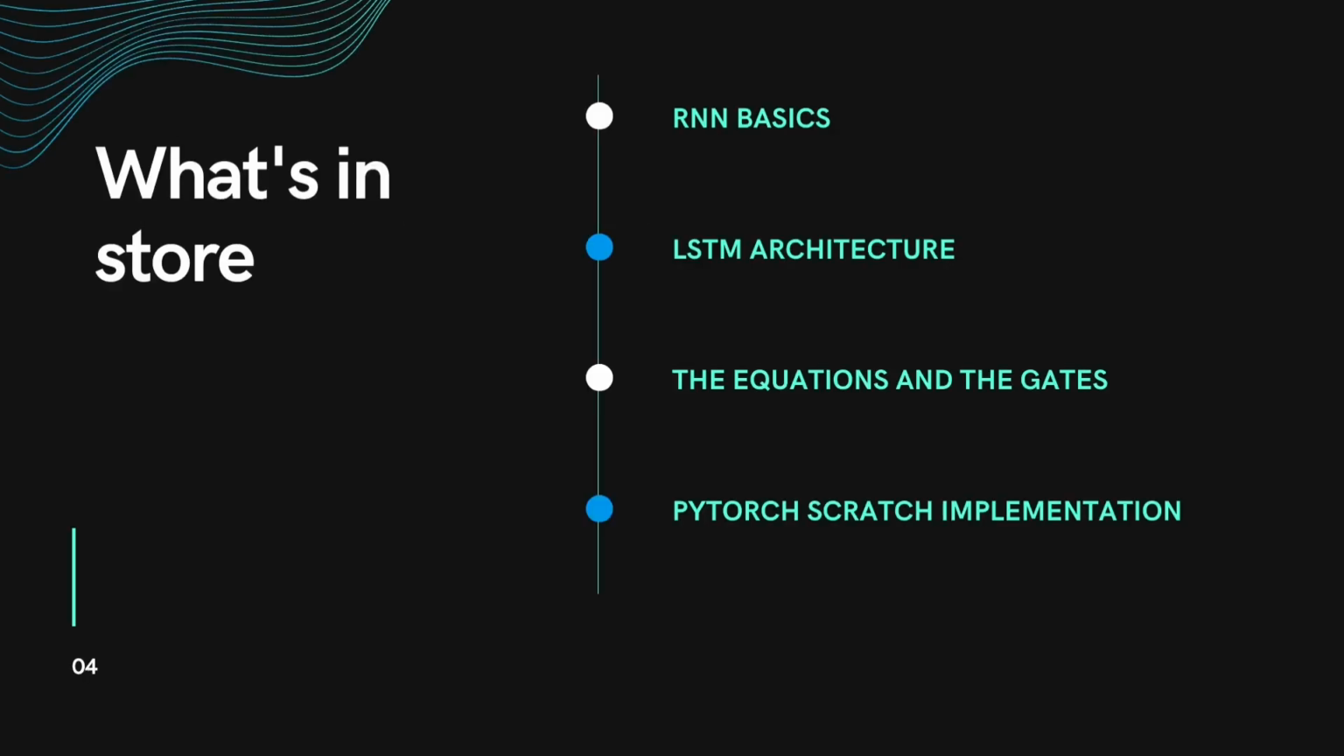So moving forward to what's in store for today's talk. First I'll be covering some RNN basics because LSTM is one of the most interesting architectures of the recurrent neural networks. Before directly jumping to the LSTM architecture, which can be very overwhelming at first, I'll cover some of the basics of the RNN, then move to the LSTM architecture, and then the equations and the gates, that's the maths or what is happening behind the hood, will help you understand that. And then I'll move to the Pytorch scratch implementation. Once the maths or the equations and the gates are clear, then the Pytorch implementation is just a cakewalk.